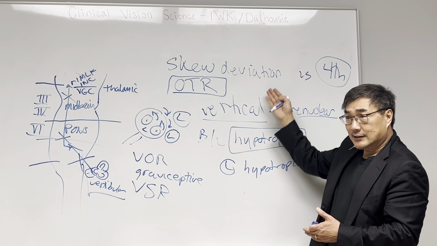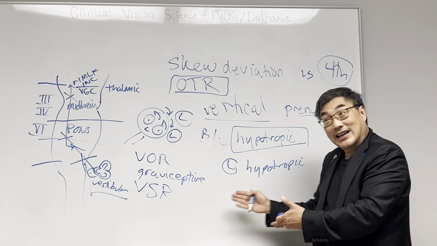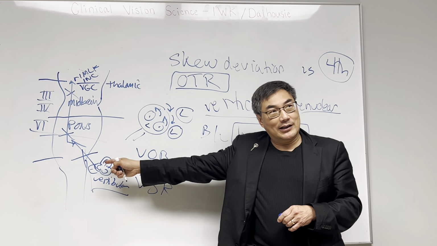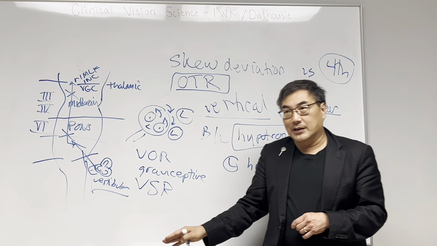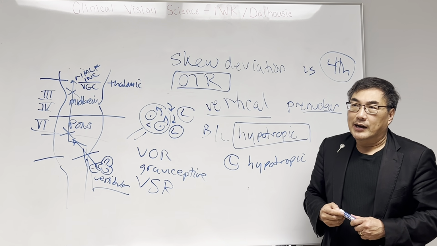However, it can occur in isolation as a vertical deviation associated with a bilateral torsion and a head tilt towards the hypotropic eye due to disruption of the vestibular ocular reflex. The otolith has been damaged. It's on the ipsilateral side if you're below the pons, and the contralateral side if you're above the pons, and they need to have an MRI scan.